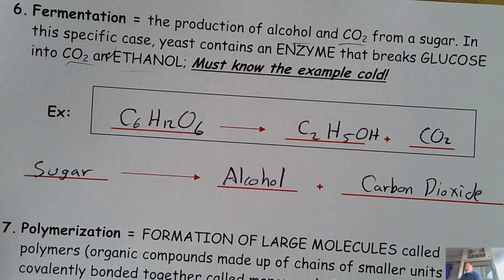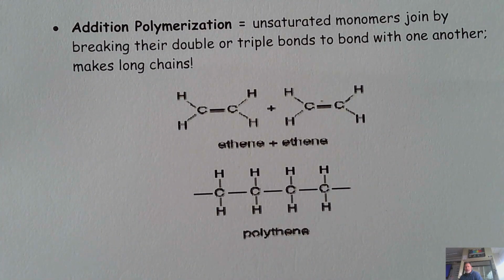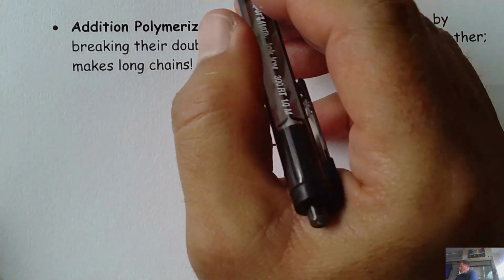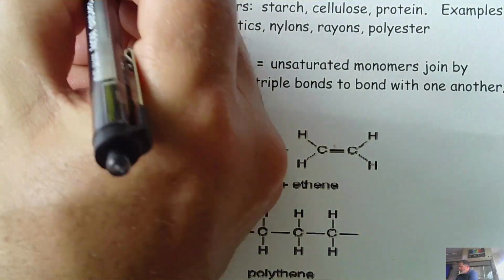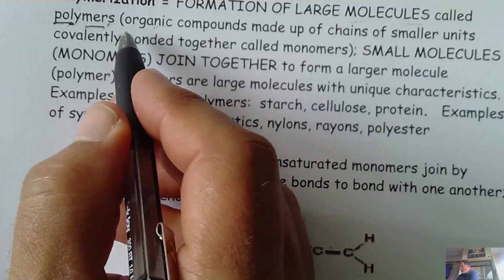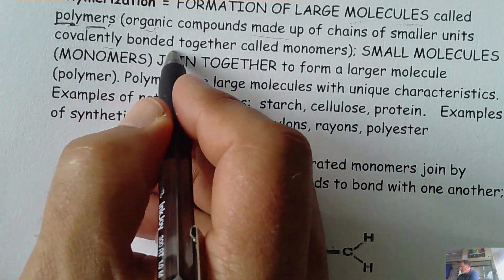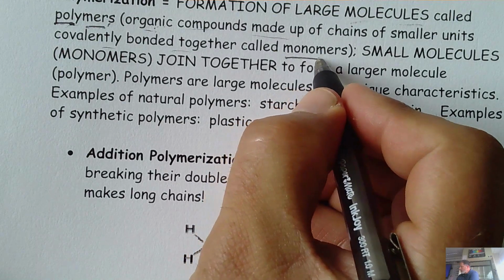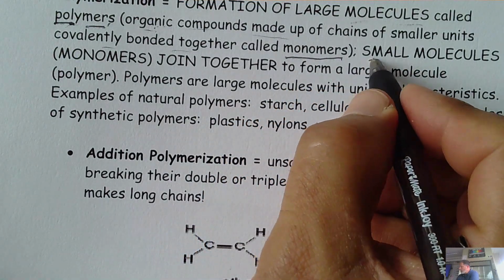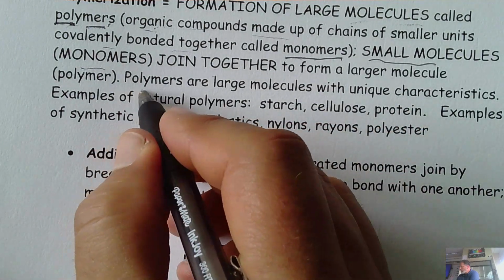The last of the reactions are polymerization. And polymerization is cool because it takes little small units and creates very large units. It's the formation of large molecules called polymers, many units. Polymers are organic compounds made up of chains of smaller units covalently bonded together, called monomers, which is their starting point. Small molecules, monomers, join together to form a larger molecule, a polymer.